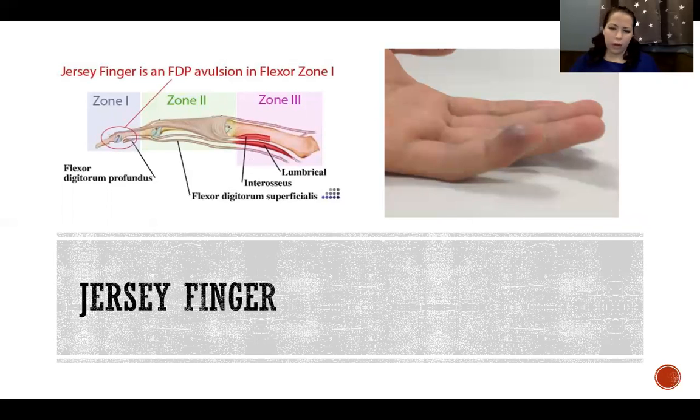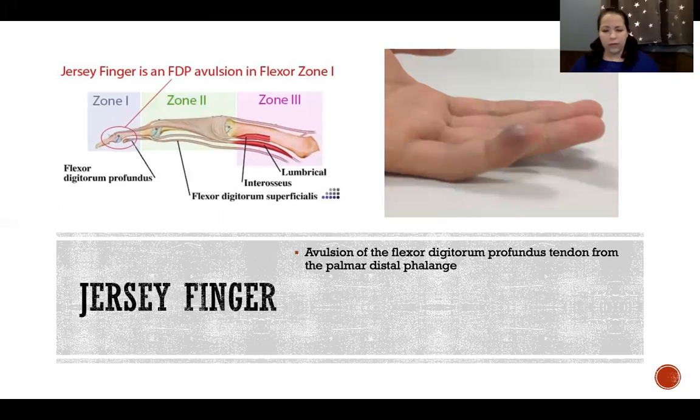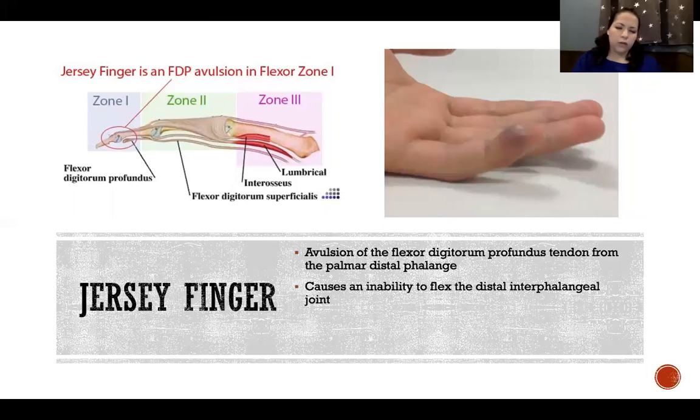Okay, jersey finger, think athletic jersey, that's where it gets its name. It's an avulsion of the flexor digitorum profundus tendon from the palmar distal phalange. Causes an inability to flex the distal interphalangeal joint. So that last hinge joint, or if I look at this finger, that last hinge joint between my middle and distal phalanges, I wouldn't be able to flex that joint because the insertion, that tendon, ripped off. So I no longer have the ability to flex there because that tendon tore away.